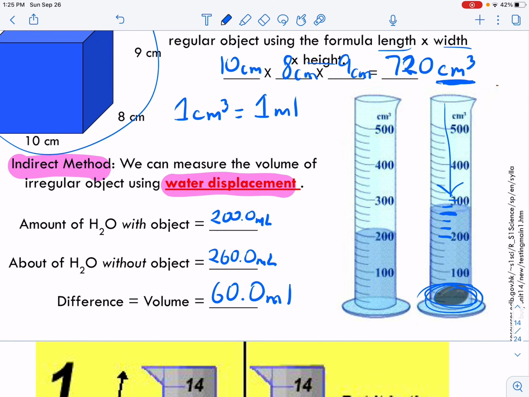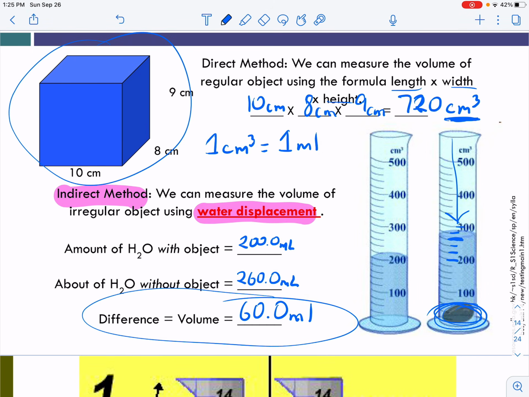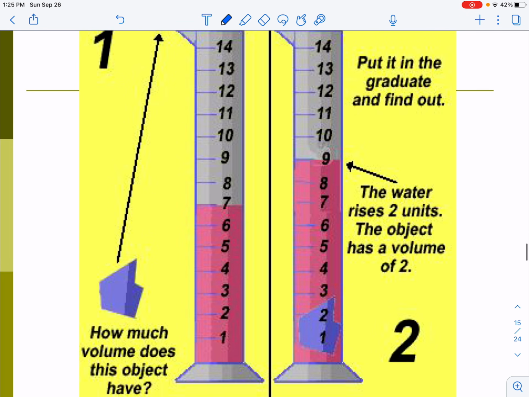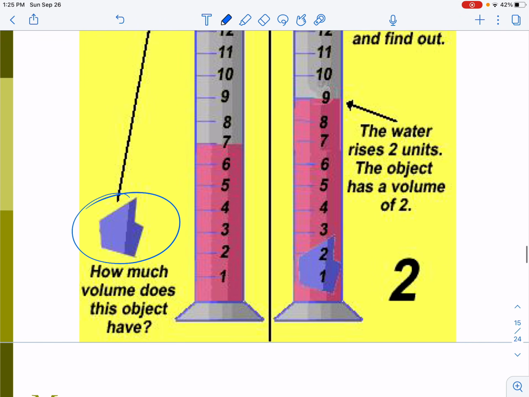This is called the indirect method for measuring volumes, because not every solid object that we're going to measure is going to be exactly length times width times height, or our perfect cylinder. It's going to have an irregular shape, and so we have to use an indirect method to do that. Please go ahead and determine the volume of this object by using the two graduated cylinders. Awesome, thank you for doing that.